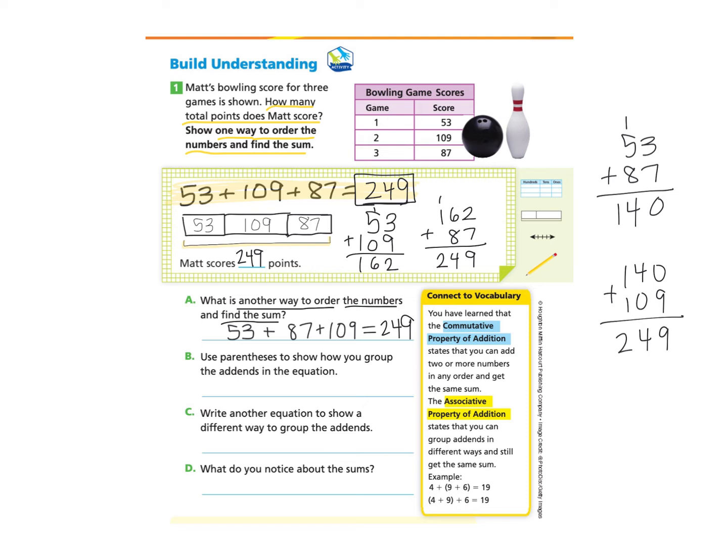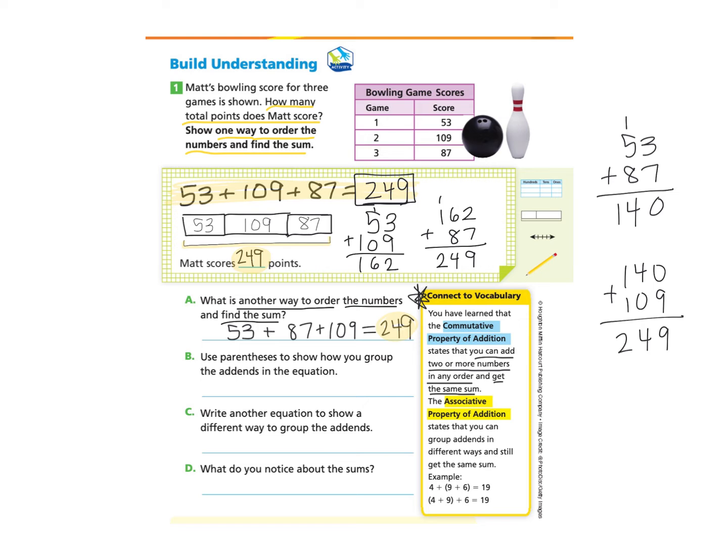And this is really connecting to the vocabulary that we've learned before, the commutative property of addition that states you can add two or more numbers in any order and you will still get the same sum. So that's what we did. We mixed around the order and we still got 249, just like we did above here when we had a different order of the same 3 numbers. All right, let's take a look at part B.